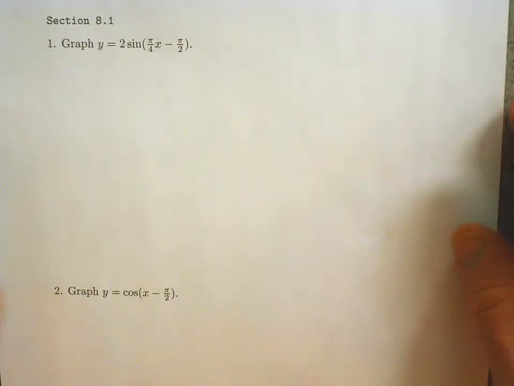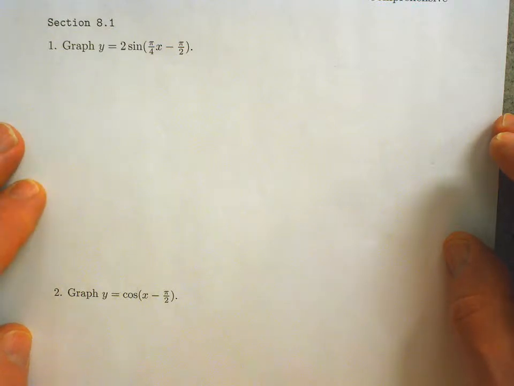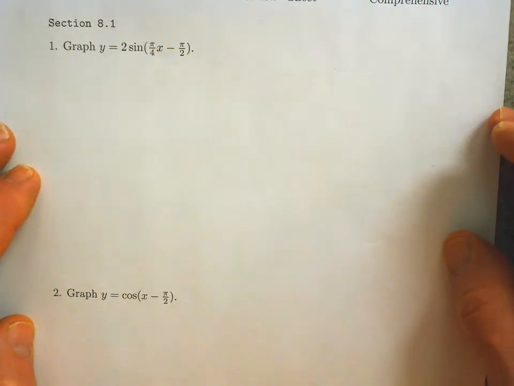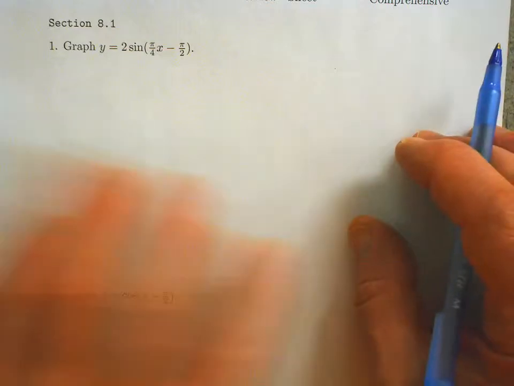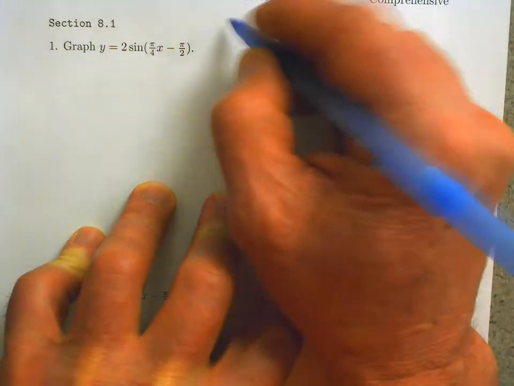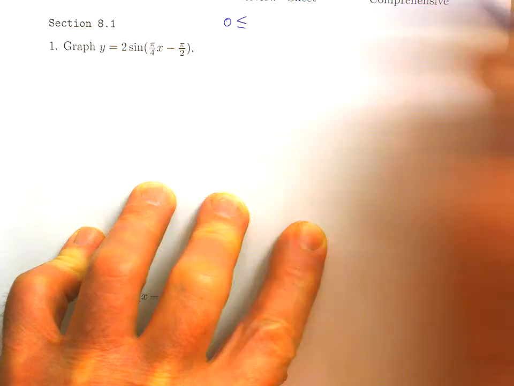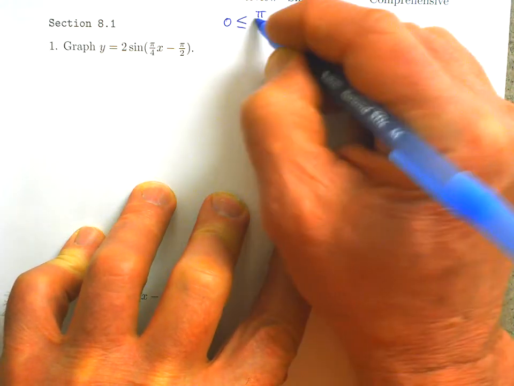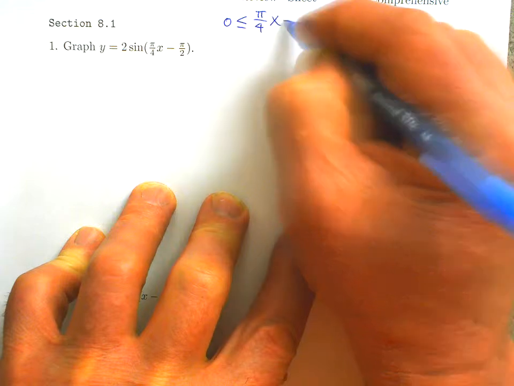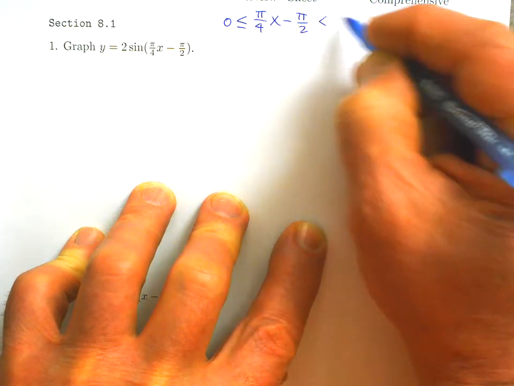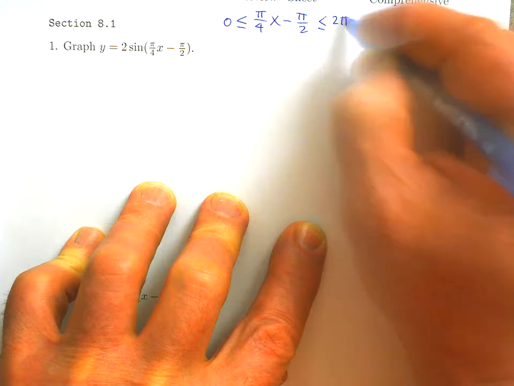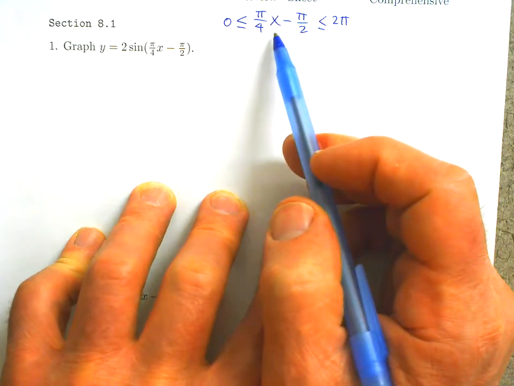Okay, the next page, let's graph this sine function, y equals 2 times sine of pi over 4 times x minus pi over 2. So I prefer, for one period, well, the pi over 4 times x minus pi over 2 has to range between 0 and 2 pi. So I'm going to write a compound inequality between 0 and 2 pi. And then I'm going to solve for x.